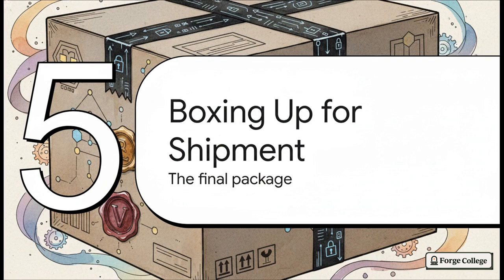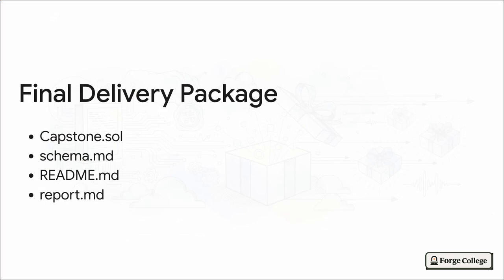Finally, we arrive at Section 5. Boxing up for shipment, where we assemble the final package. Having passed all of our inspections, it's time to box up this repository. You want to ensure your final delivery package contains all of these exact components: your pristine code in capstone.sol, your schema in schema.md, your test suite in eventtests.js, your instruction manual in the README, and of course your inspection certificate in report.md. Oh, and if you're using CI/CD pipelines, definitely make sure your tests are running on push. Putting this structure together is a real game changer. It turns a simple codebase into a fully reviewable masterpiece.